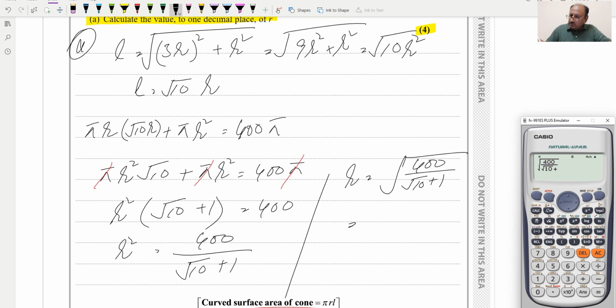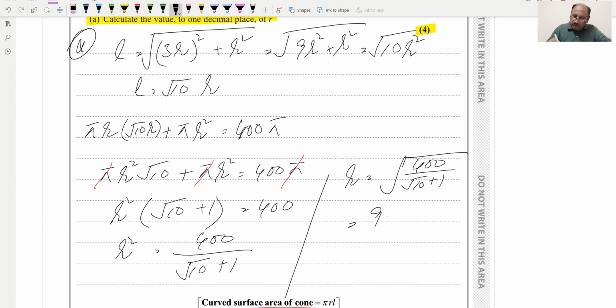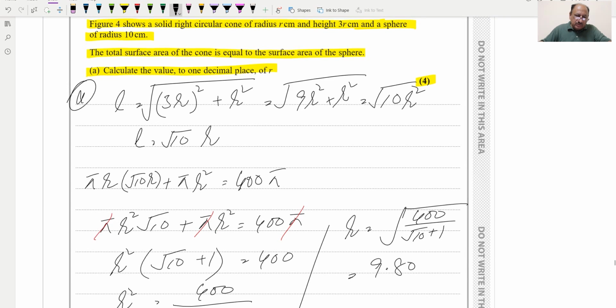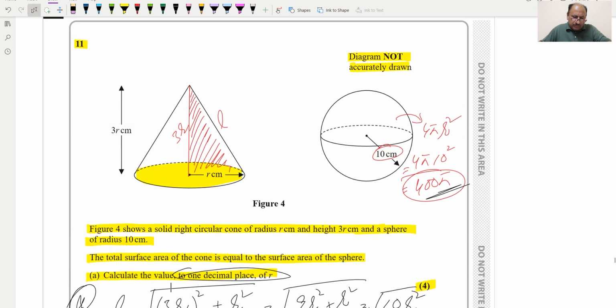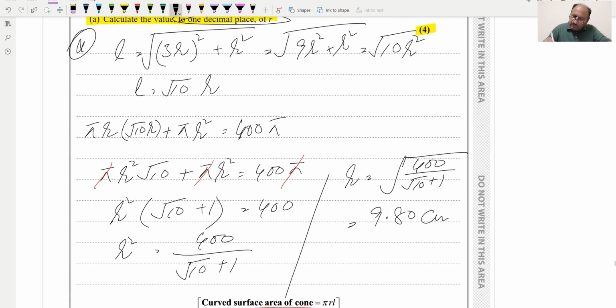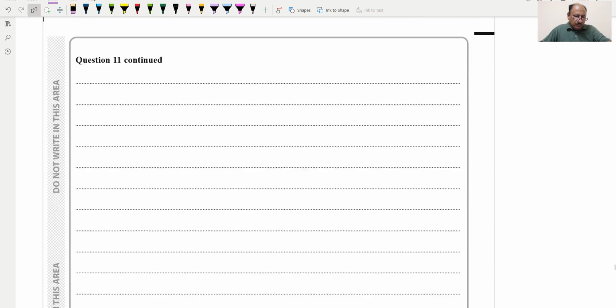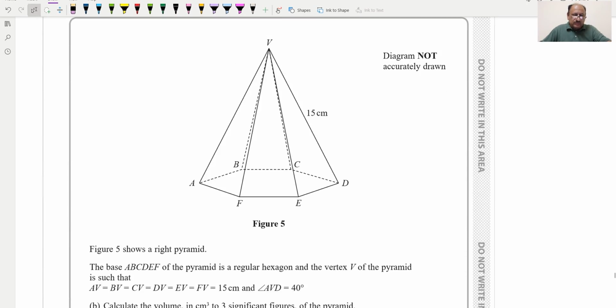And this is equal to 9.80. They are saying one decimal place, so this will be 9.80, and this will be in centimeters. This will be the final answer for this question. This is done.